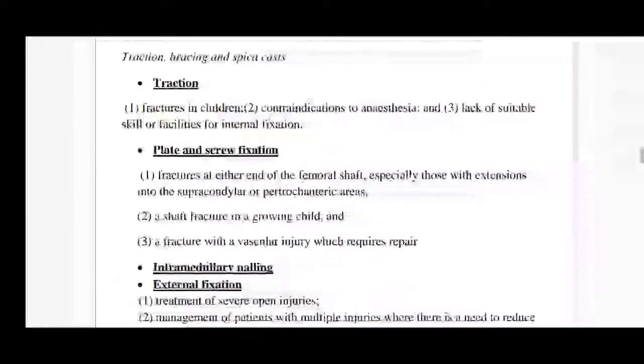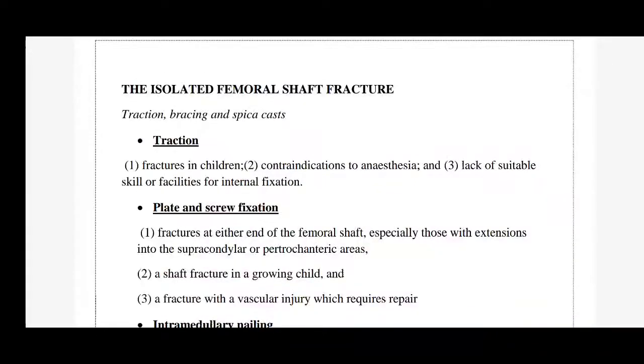In a rapid manner, I will mention the modalities to hold the fracture. The principle is to reduce, hold, and begin exercise. The first method to hold the femoral shaft fracture is traction, indicated in children, or if there is any contraindication to anesthesia, or lack of suitable skills or facilities for internal fixation. It means it is temporary, then plan to transfer the patient to another center which has these facilities.